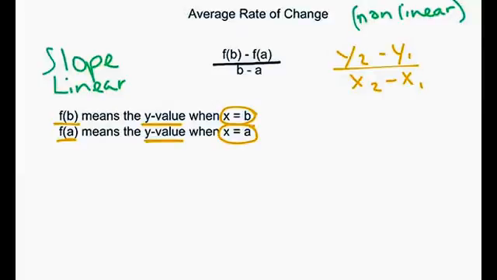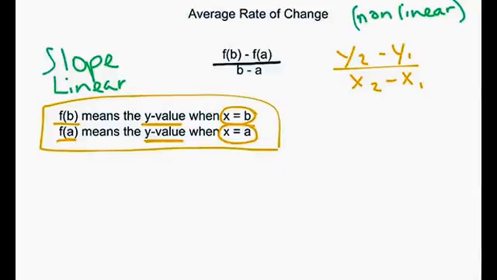So it is very, very important that these two statements are what you think of when you see f(b) and f(a). You're just looking for the y values when the x value is b and the x value is a. You're just looking for the slope formula. Okay, so we're going to do 3 different types of examples to prepare you for the assignment that you have.